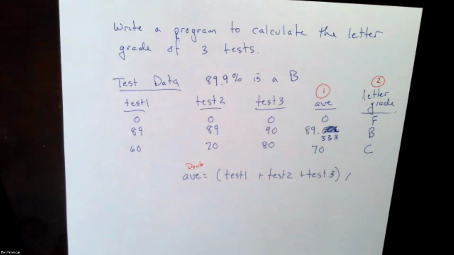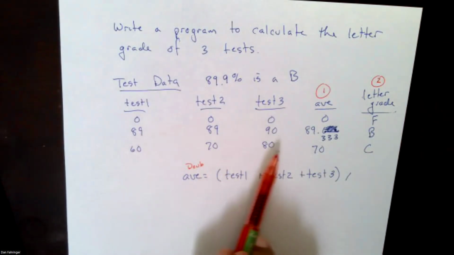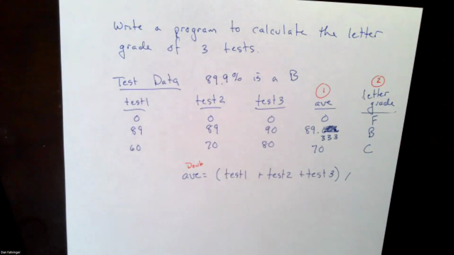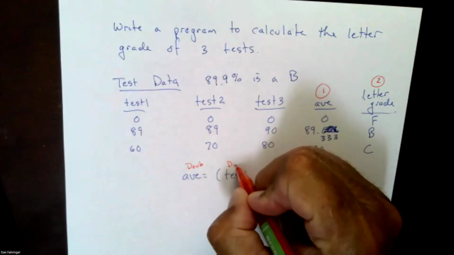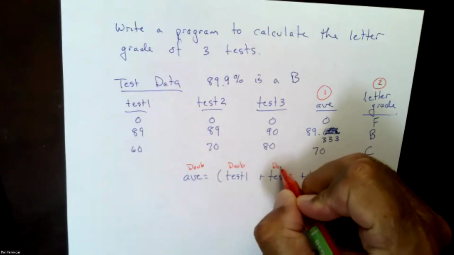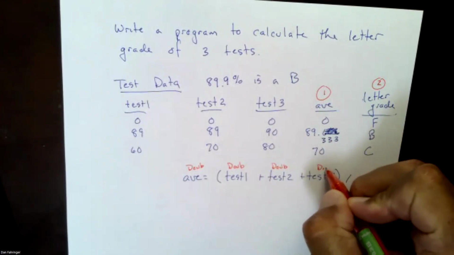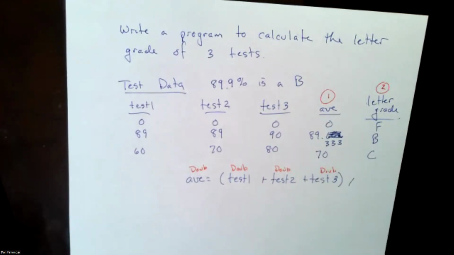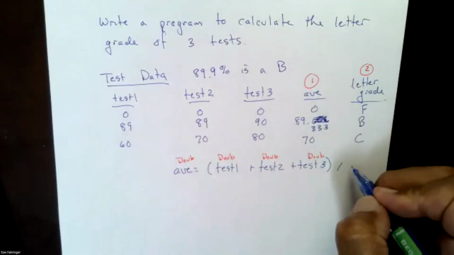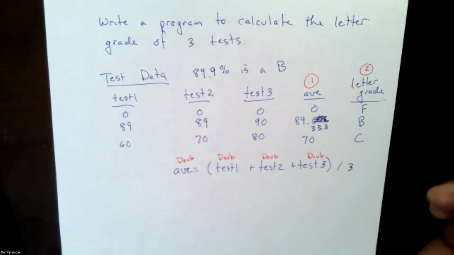Has anybody ever gotten a test grade that would be a double? Have you ever gotten an 89.2? I mean, yeah, I probably have, but usually it's rounded. We should make all of these doubles. What should I divide by? The amount of tests. 3.